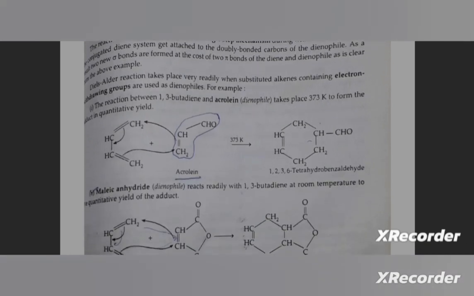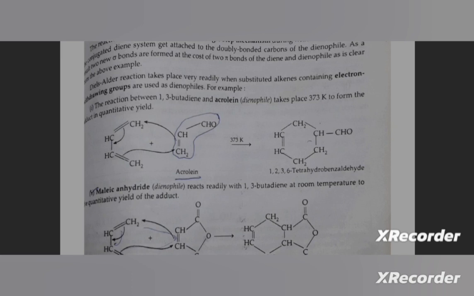The reaction takes place by a concerted single-step mechanism during which C1 and C4 of the conjugated diene system get attached to the double-bonded carbons of the dienophile. As a result, the two new sigma bonds are formed at the cost of 2 pi bonds of the diene and the dienophile, as is clear from the above example.